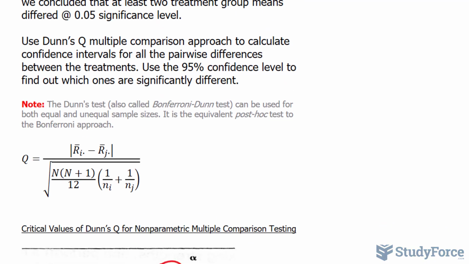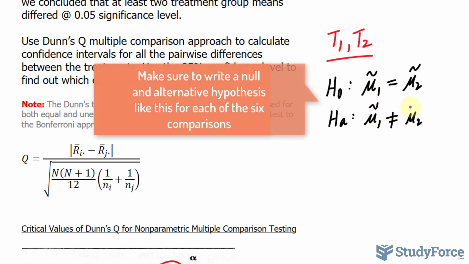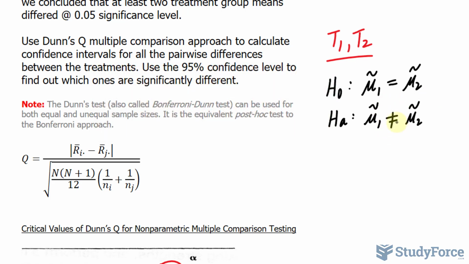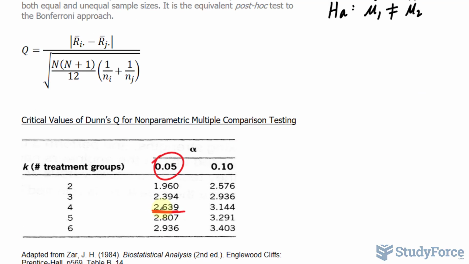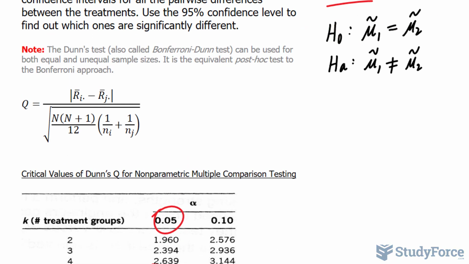With that being said, let's begin by comparing T1, treatment 1, and treatment 2. We'll start with the hypothesis. The null hypothesis will be that the mean rank of treatment 1 equals the mean rank of treatment 2, which essentially means that they are not any different. The alternative, on the other hand, suggests that they are different. So I've represented that with not equals to. Remember, our critical value is 2.639. If our value of Q is less than that, then we do not reject the null hypothesis, which means the treatments are not any different.